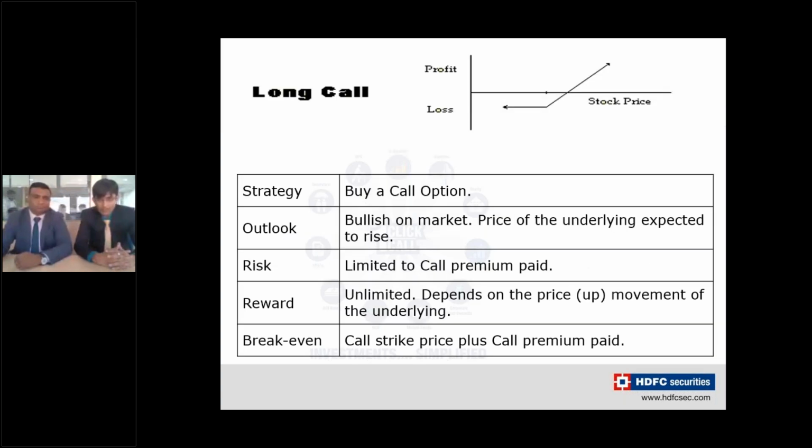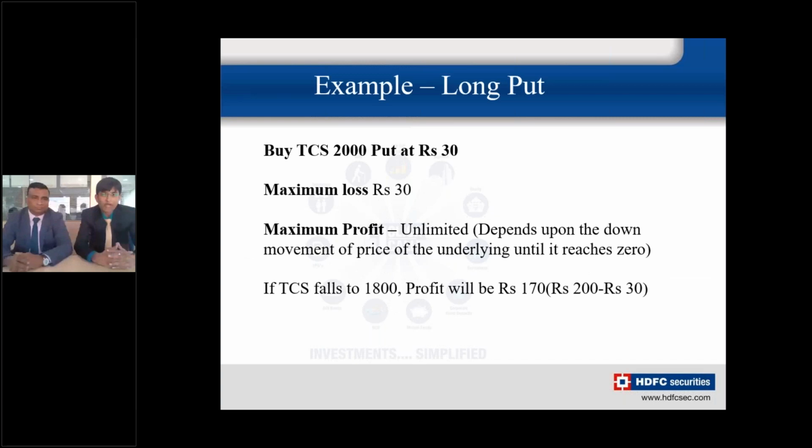Now let's move to the buy put. If you are bearish on the market or bearish on some stocks, the simplest strategy is to buy a put. Let's take an example. Suppose you are bearish on TCS, and you are expecting TCS to go down from here. So here you buy TCS 2000 put at 30 rupees. In this case also, your loss is limited to the premium paid, that is 30 rupees.